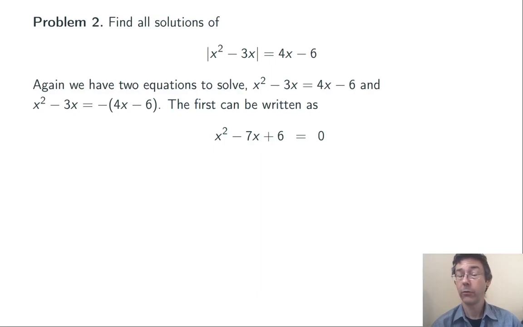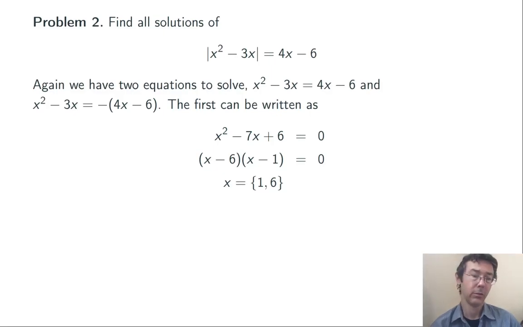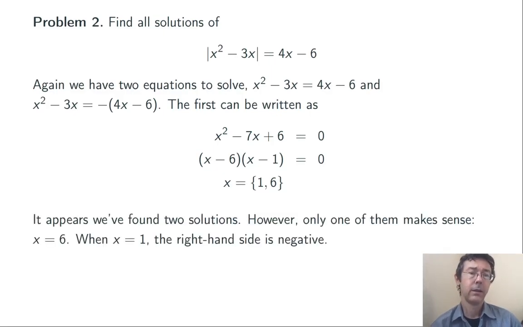Okay, so let's do the first one. It's a polynomial equation, so we're going to solve it by moving everything to one side and then factoring. When we move everything to one side, we get x squared minus 7x plus 6 equals 0. And that factors as x minus 6 times x minus 1 equals 0, which gives us solutions x equals 1 and x equals 6.